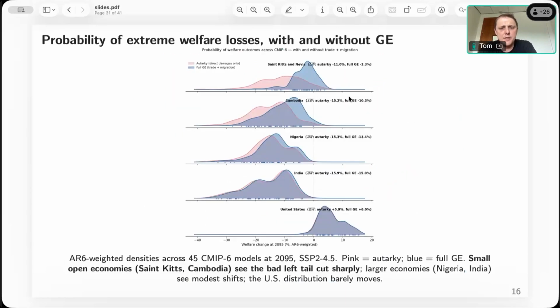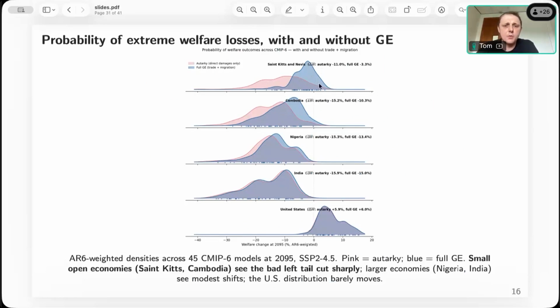And rather than plotting this as error bars, we can also think about this as probability density functions instead. And what I'm plotting here is, for a few countries, the distribution across these different CMIP projections of the welfare change due to climate change. And you can see for these hot countries here, really big negative damages, and also the possibility of really big tail outcomes as well.